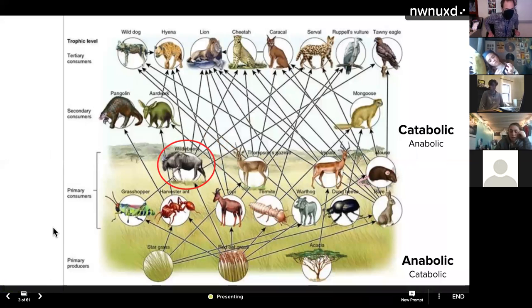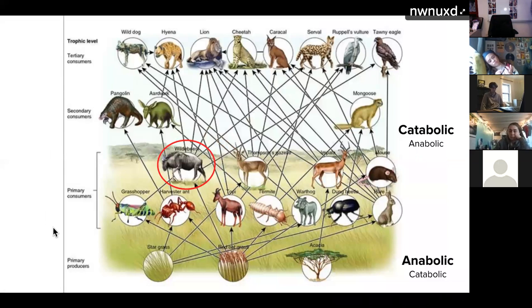I'm hoping this image looks familiar. It's been a little while though. This is the Serengeti food web that had the wildebeest as part of it. We were using it a few days, what are days anymore? Class meetings ago. With the virus that caused rinderpest in the wildebeest.